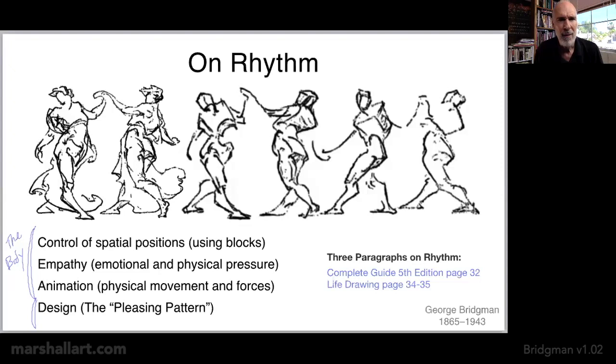The whole book has three paragraphs: the section on rhythm in the complete guide on page 32, and in Life Drawing on pages 34 through 35. I'm going to sum them up. I think I can do it in two minutes. Here's the sum up. Rhythm was not invented. It was discovered. It was there before us. Doubtless it will be there after us, and maybe we are part of it.